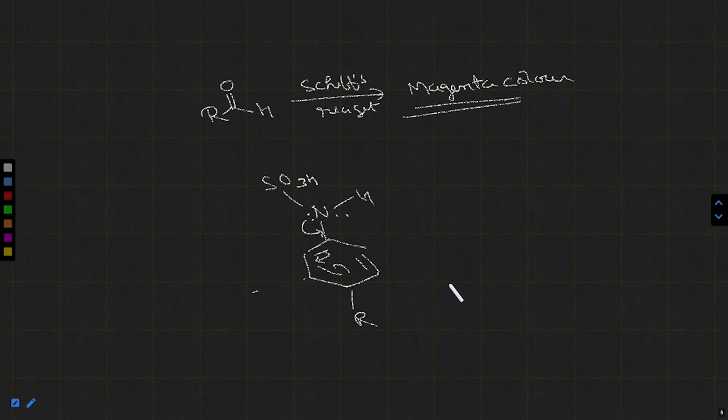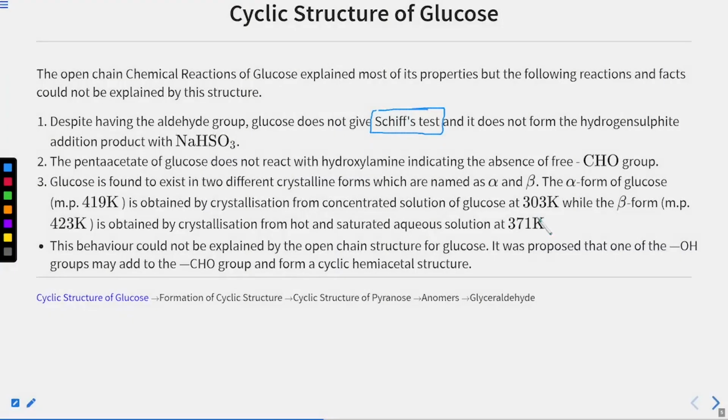Okay, clear? Therefore, if favorable conditions are not present in the structure of the aldehyde, then it will not be attacked by the Schiff's reagent and no magenta color will be given. So due to this reason, we have raised the question of why it is not giving Schiff's test. So it must be lacking a free aldehyde group.